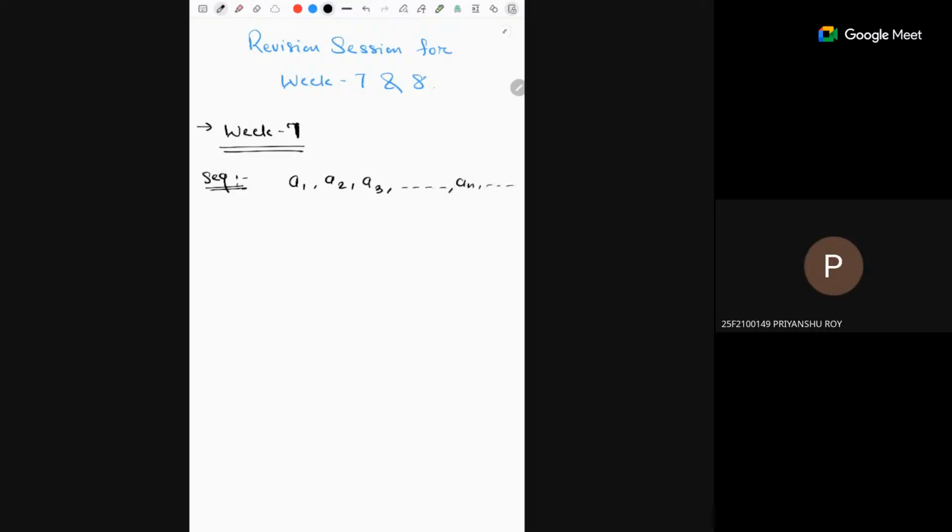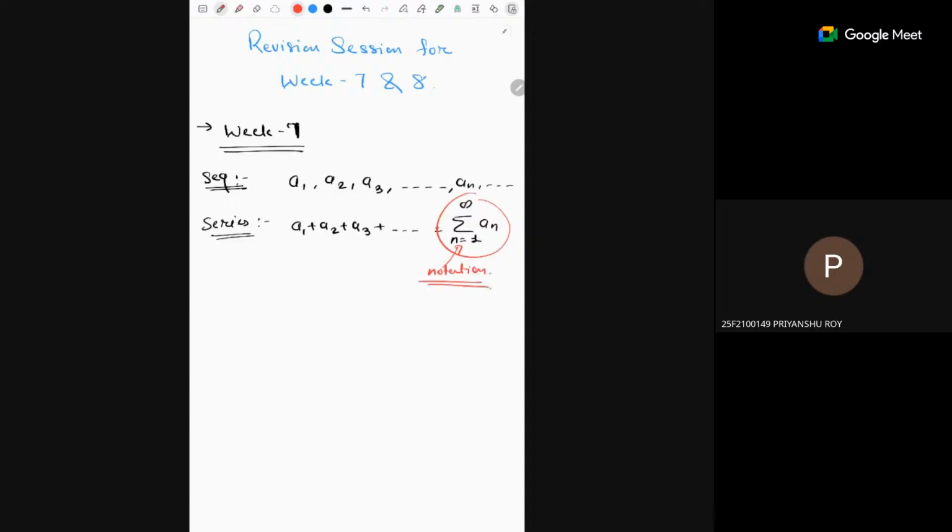Now, what is a series? If you add all these terms, then whatever structure you get is known as a series. So a series is A1 plus A2 plus A3 plus and so on. This is known as a series generated by a sequence An. This can also be written as the summation of An, n ranging from 1 to infinity. This is actually the notation for a series.